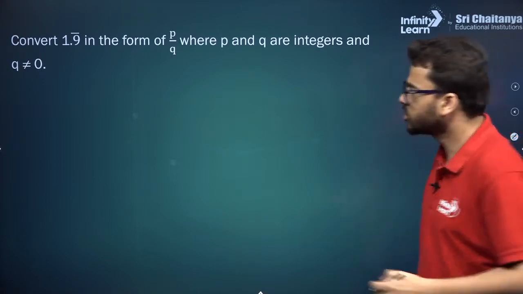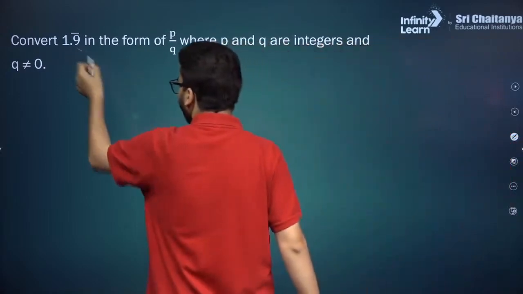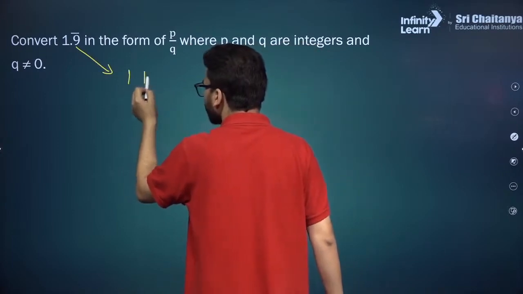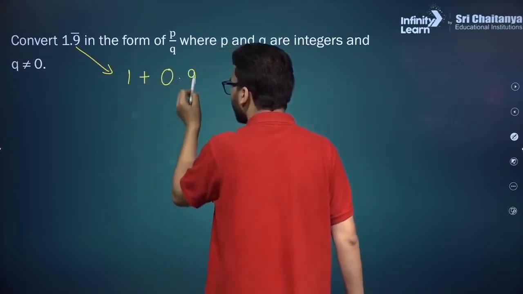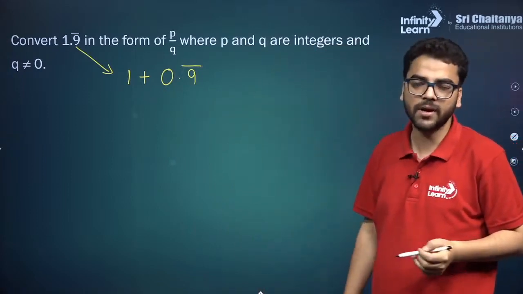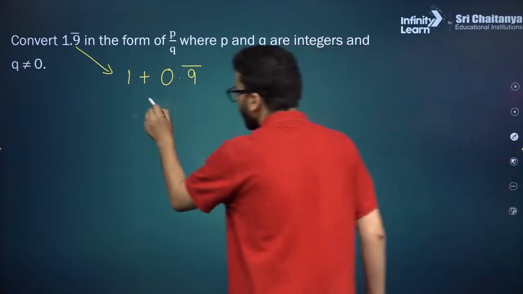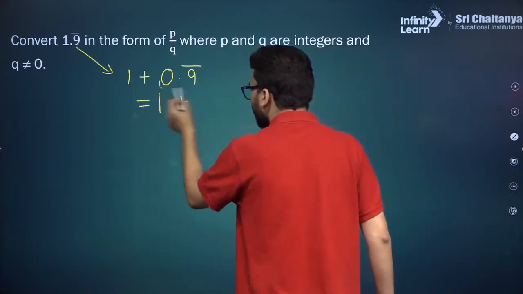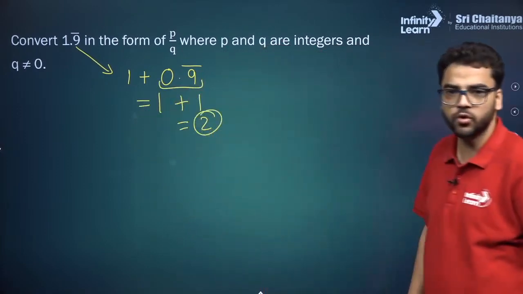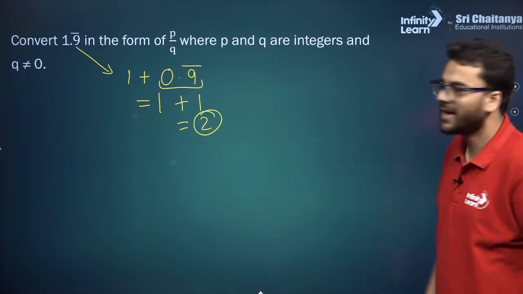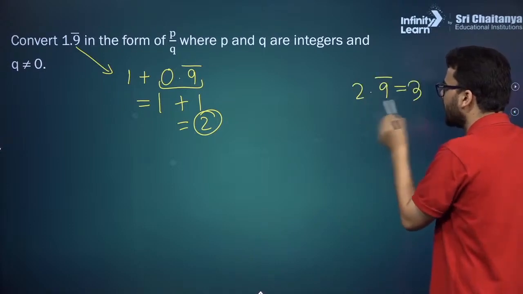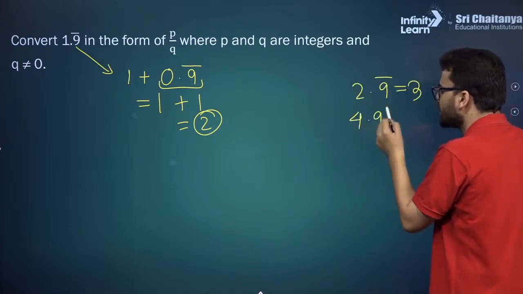No, Avni, why is it so? See, basically you can understand it like this. This time you don't have to do anything. Can I not say it is 1 plus 0.9 bar? 1.9 bar is 1 plus 0.9 bar or not? Now 0.9 bar we have studied right now that it is 1. So basically 1.9 bar you can say it is equal to 2 only. In the same manner, if you have got 2.9 bar, it will be equal to 3 only. If you have got 4.9 bar, it is equal to 5 only.